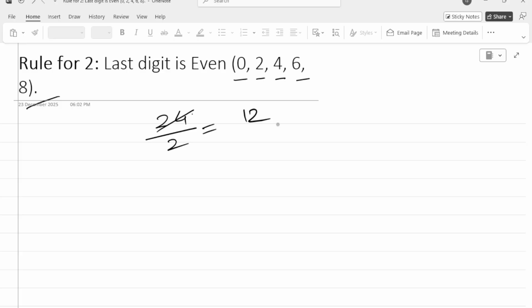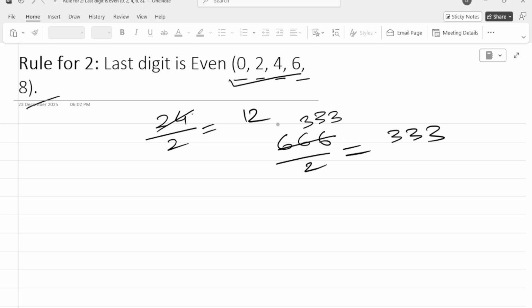If you take any number, for example, 666, it is divisible by 2, 3 times, 3 times, 3 times, and here the solution is 333. Always remember, if the last digit is even, the number is divisible by 2.